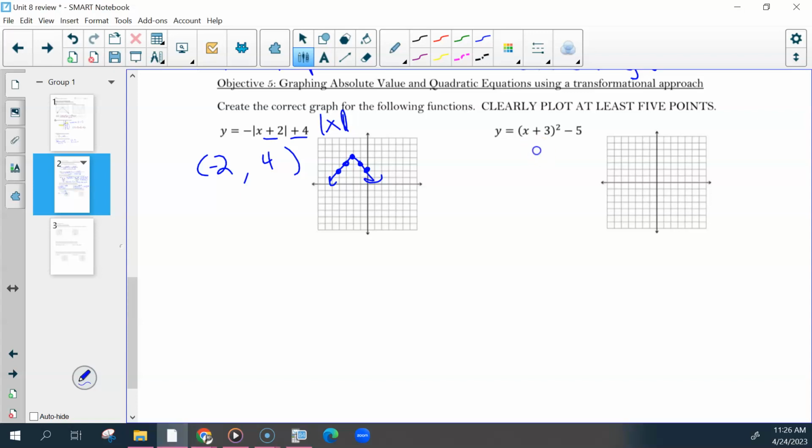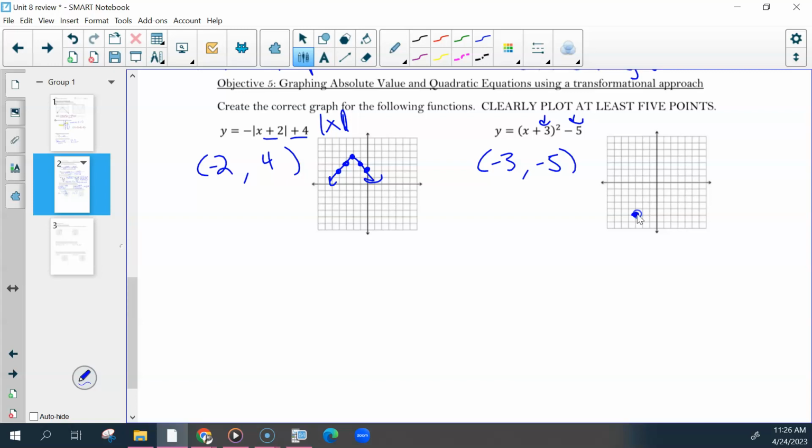What would the vertex of this one be? -3, -5. Look at the number on the inside and the outside. Flip the number on the inside. That would be your vertex. Did this one have any other transformations happen to it? No, just those two. So it's going to look like the parent function.